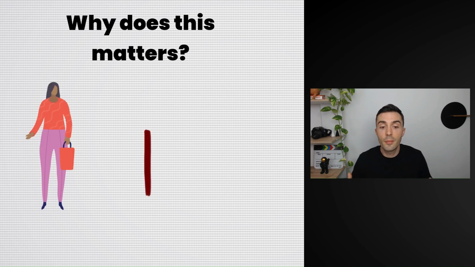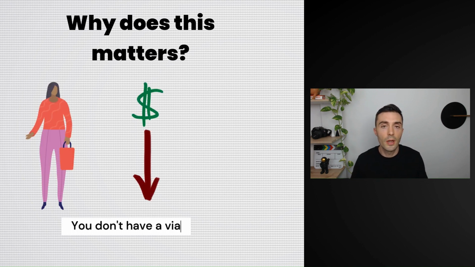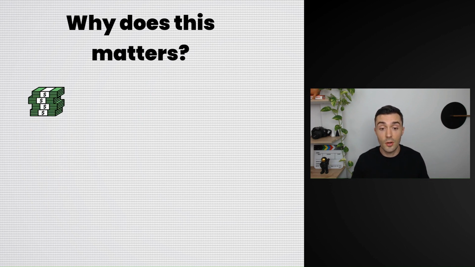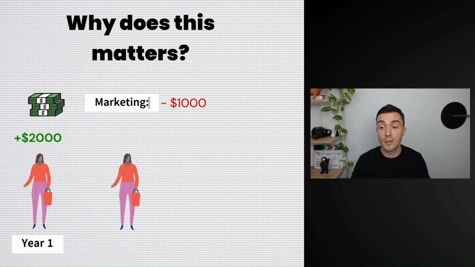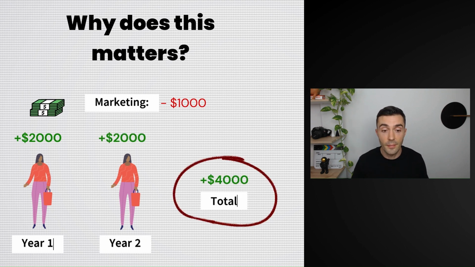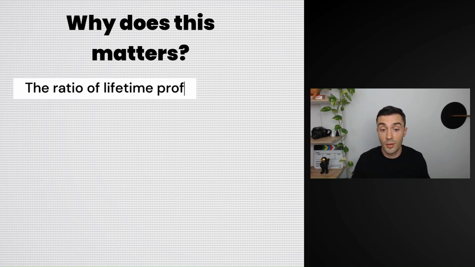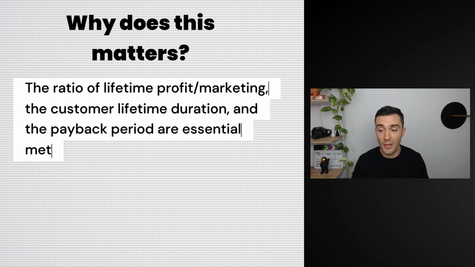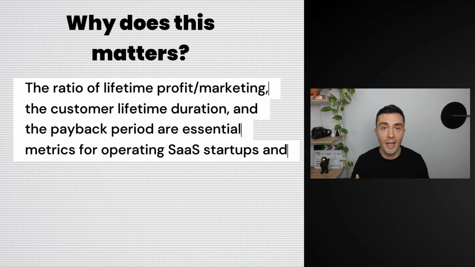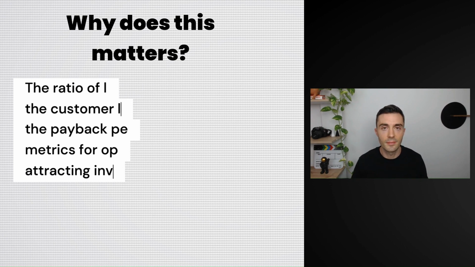So of course, if you aren't making money on each individual customer, you don't have a viable business. So for example, if you invest a certain amount of money in marketing, say $1,000, you need to be making multiples of that $1,000 back on the relationship with the customer over some period of time. So the ratio of lifetime profit divided by marketing, the customer lifetime duration, and the payback period are essential metrics for operating SaaS startups and attracting SaaS investors.